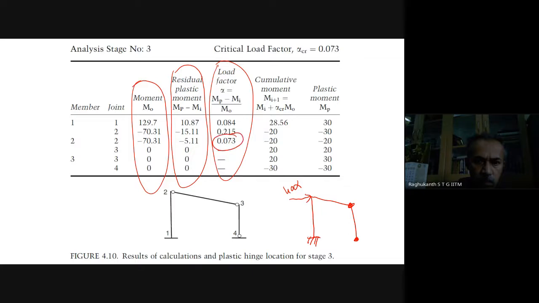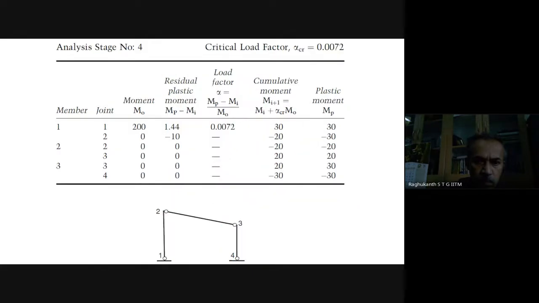So once again you repeat the procedure. So now you will see 28.56, 20, 20, 20. That means joint 2 has also plastified actually. So first plastification here, second here, the third one is at joint 2 itself. So still joint 1 is not plastified. So once again you do the analysis, that is a stage 4 analysis, and once again you repeat the procedure. So this also gets plastified actually. So finally all the things will get plastified.